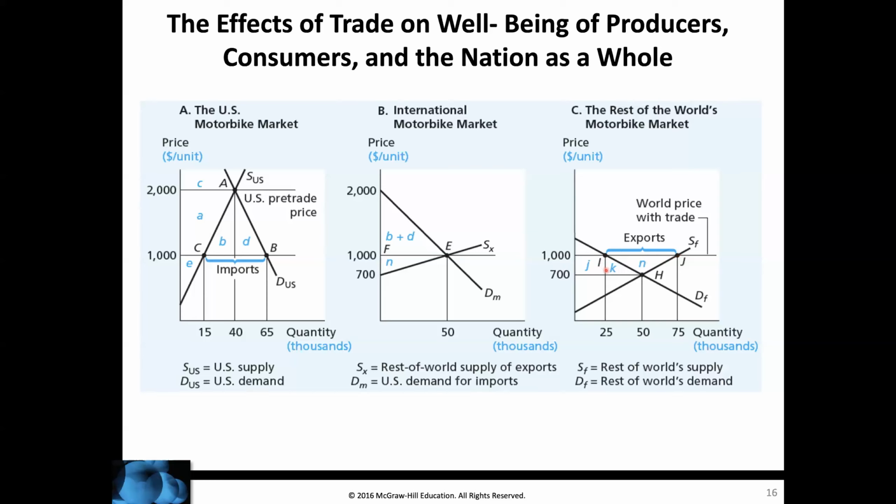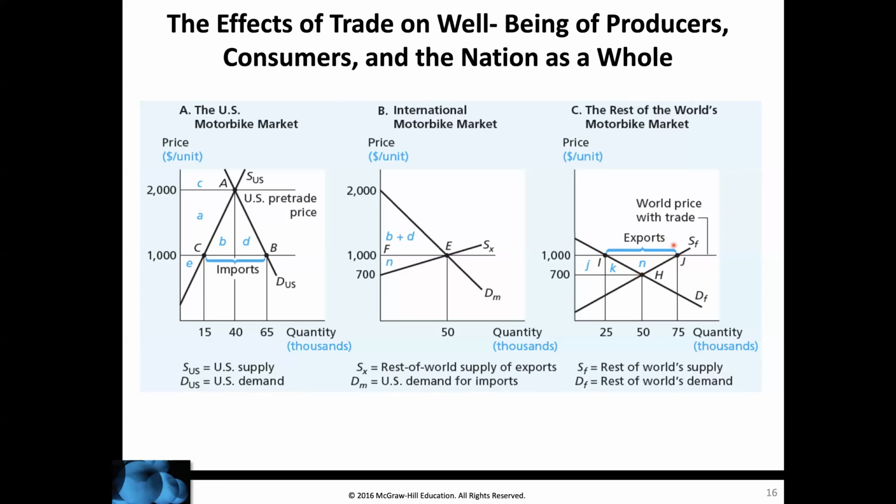The increase in price, however, hurts motorbike consumers in those countries, whose consumer surplus decreases by area J and K. So this consumer surplus that was coming from the $700 mark and this equilibrium, this area is now reduced by the J and K, which now goes to the suppliers. So the question is, which country gains more?